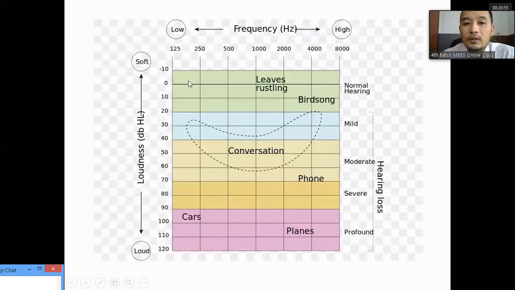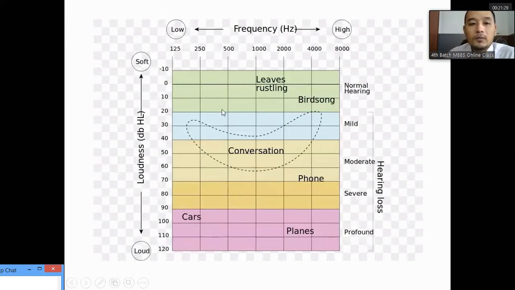Now this is the audiogram graph. On the x-axis is the frequency in octaves, starting from 125, then 250, 500, 1000, 2000, 4000. Sometimes the graph is plotted in semi-octaves also; there might be 3000 between the 1000 and 2000. And the y-axis is the loudness, the intensity of the sound given, from -10 decibel to 0 up to 120 decibel. And every 20 decibels, 0 to 20, is equal to 1 octave.